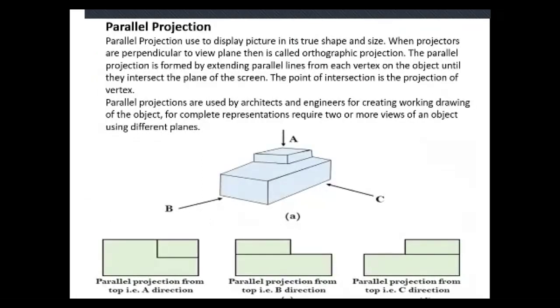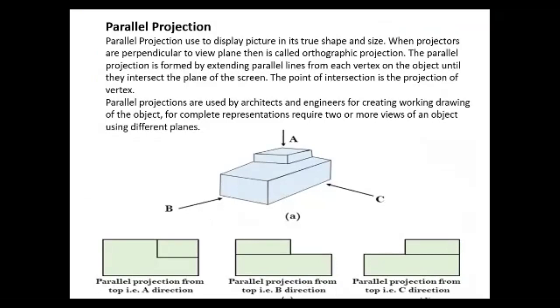Now, parallel projection is used to display pictures in their true shape and size. When projectors are perpendicular to the view plane, it is called orthographic projection. The parallel projection is formed by extending parallel lines from each vertex on the object until they intersect the plane of the screen. The point of intersection is the projection of the vertex.